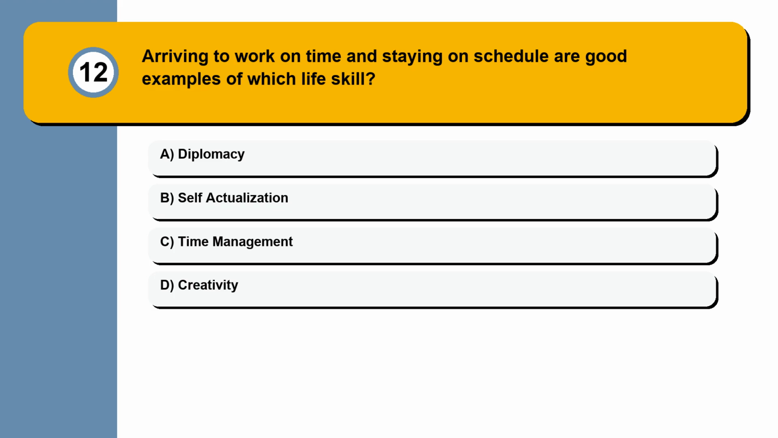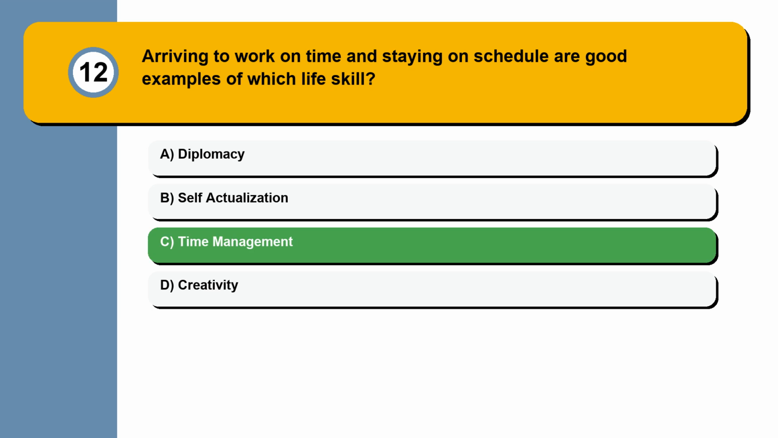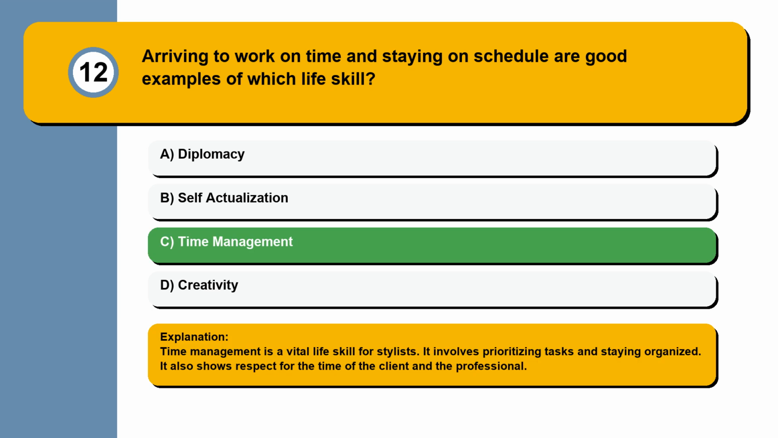Question 12. Arriving to work on time and staying on schedule are good examples of which life skill? Diplomacy, self-actualization, time management, creativity. Time management is a vital life skill for stylists. It involves prioritizing tasks and staying organized. It also shows respect for the time of the client and the professional.